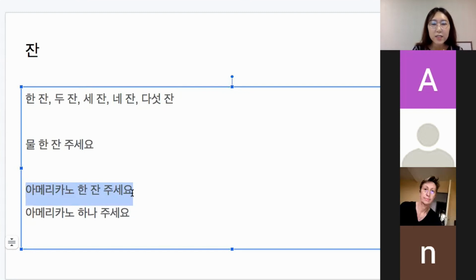Then, instead of 잔, you can just say 하나, because you don't mind about the cup, not glass. 아메리카노 하나 주세요. 한 잔 주세요. 아메리카노 한 잔 주세요. You already know this is not glass. Give me a second.